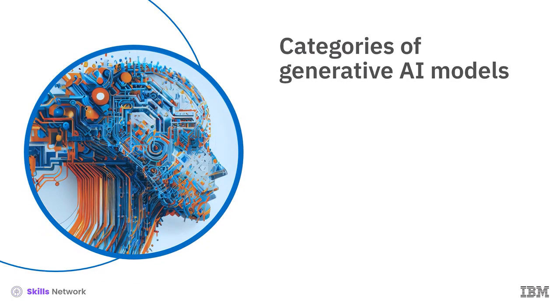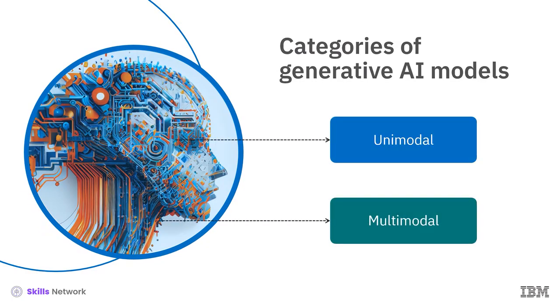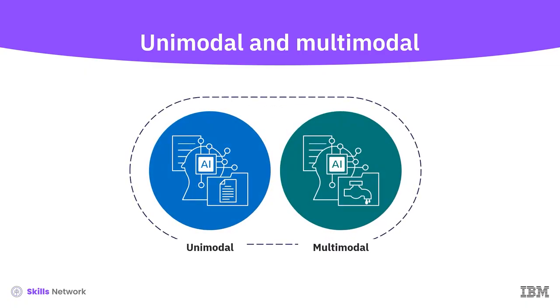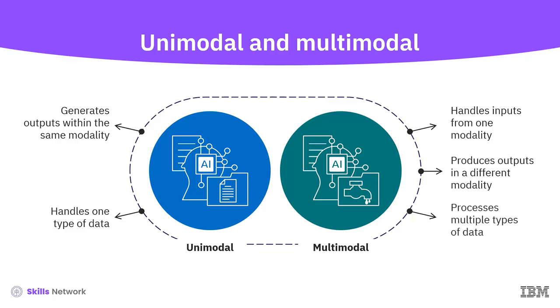Generative AI models can usually be categorized into unimodal models and multimodal models. Unimodal models process inputs and generate outputs within the same modality, whereas multimodal models handle inputs from one modality and produce outputs in a different modality. Modality refers to the type of data being processed. So, unimodal models handle one type of data, while multimodal models process multiple types of data.